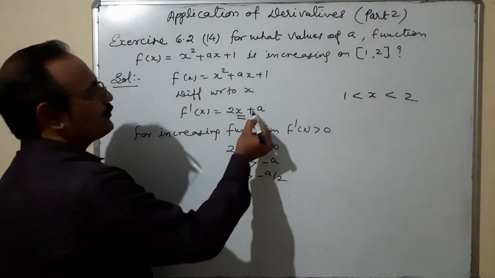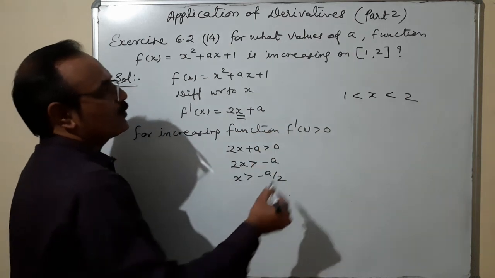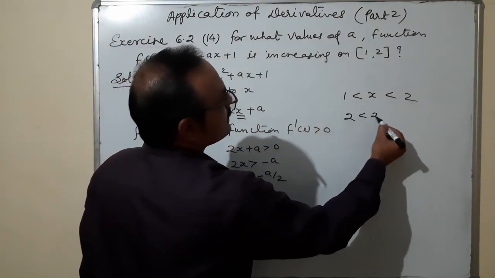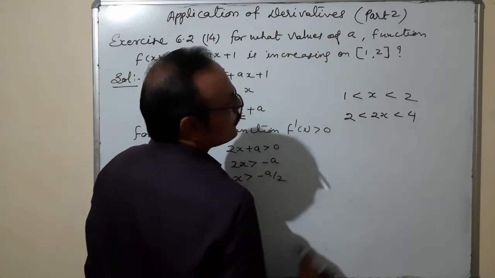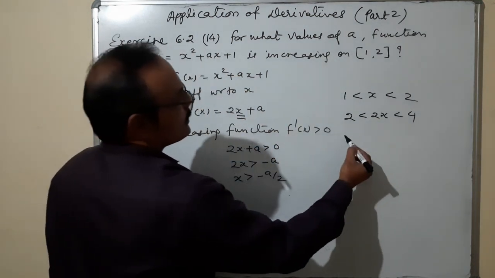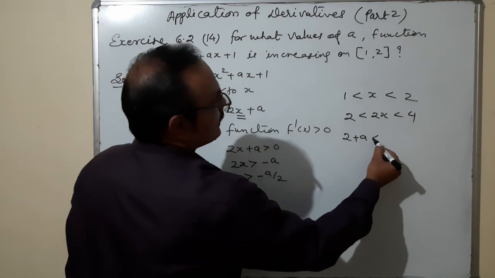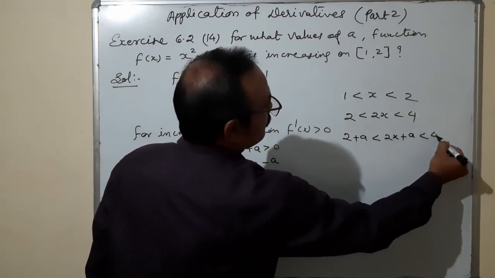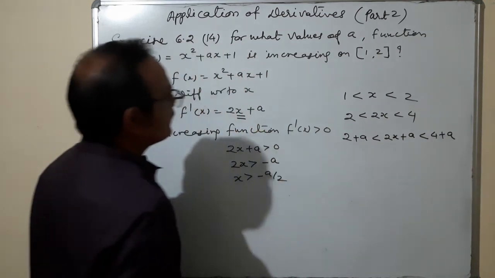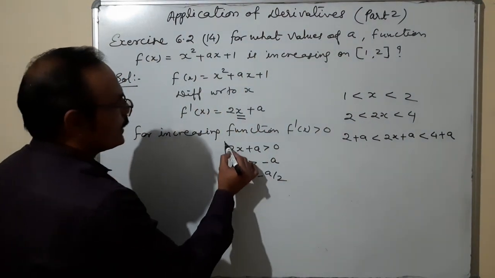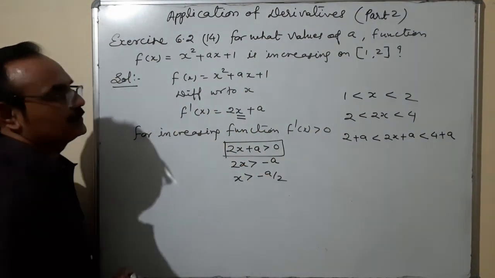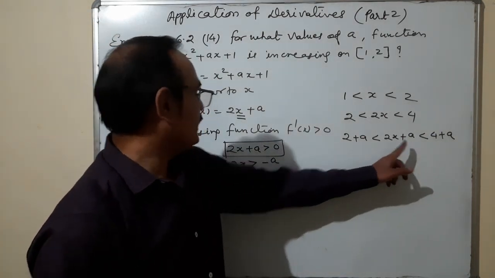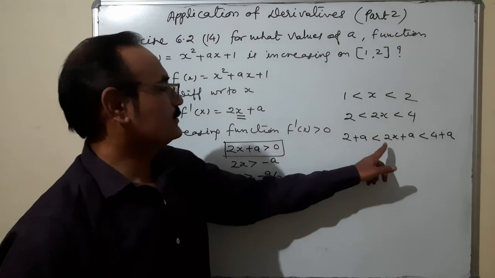Here, if we want to create 2x plus 1, then what happened? Multiplied by 2 both sides. So right here, 2 is less than 2x is less than 4. And plus a. So it is coming 2 plus a is less than 2x plus a is less than 4 plus a. But the condition is 2x plus a is greater than 0. Which is the condition? 2x plus a is greater than 0.